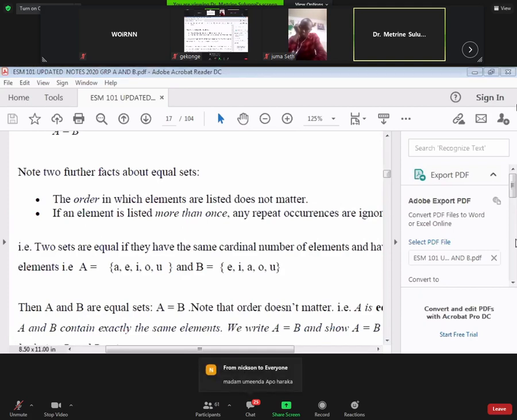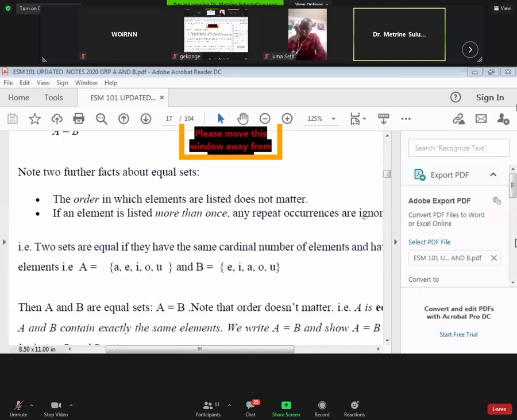I'm saying, when do we say two sets are equal? Number one, we are saying two sets are equal if the number of the elements in the two sets are the same. If set A has 4 elements, then set B must have 4 elements. That's one condition. Number two, the elements must be similar. If in set A, I have 1, 3, 5, in set B, I might have 5, 3, 1. The elements are the same, the order is different, but they're similar, and the number of elements are the same.